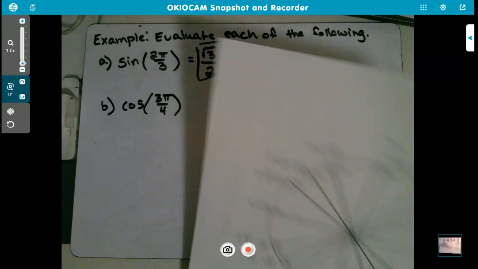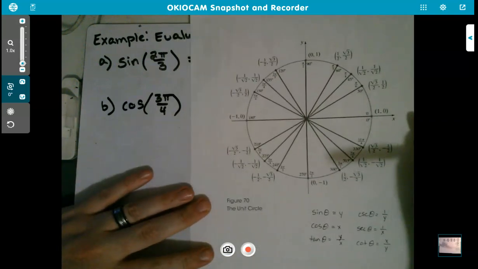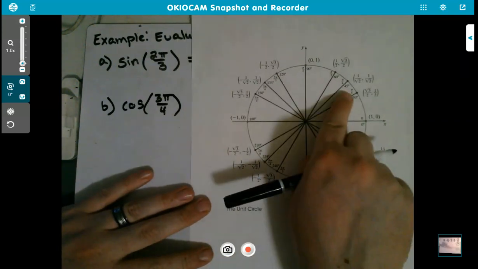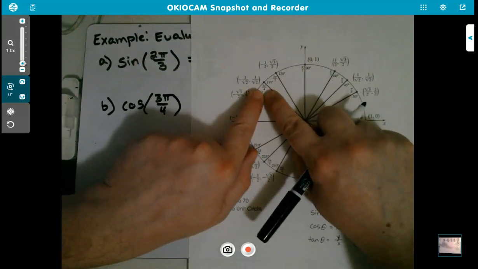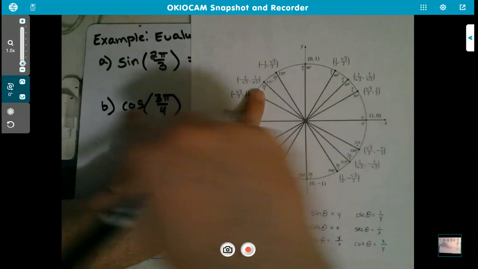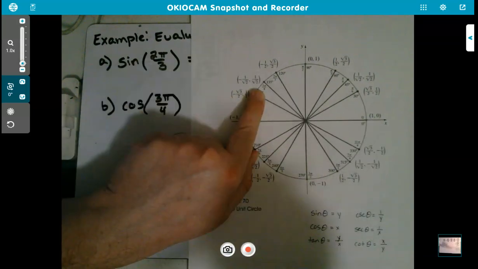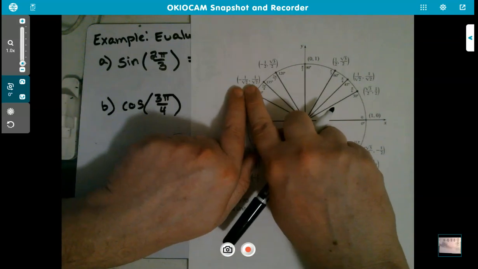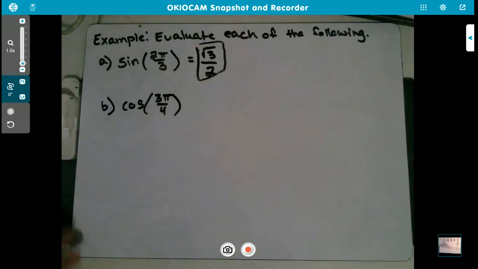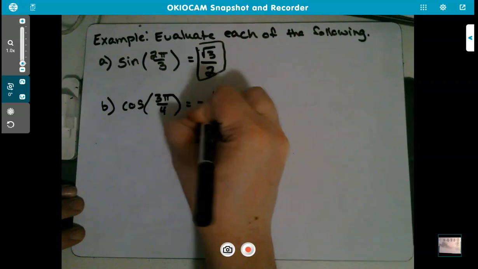Cosine of 3 pi over 4. So again, I'm going to get my circle out, and I'm going to look for 3 pi over 4. Keep looking, keep looking. There it is. 3 pi over 4 is right there. So I want the cosine of that. We said cosine was the value of the x. So it's negative 1 over the square root of 2. Negative 1 over the square root of 2.